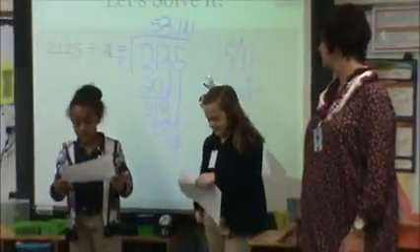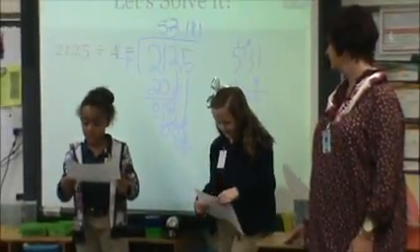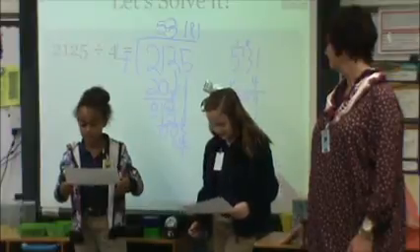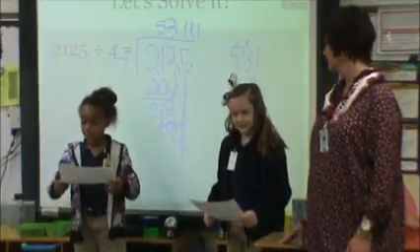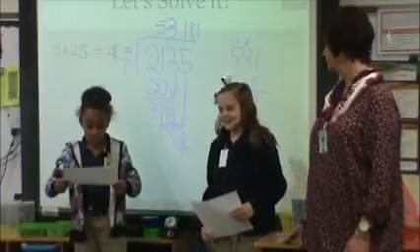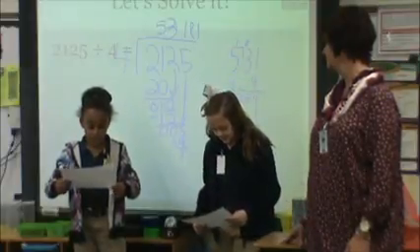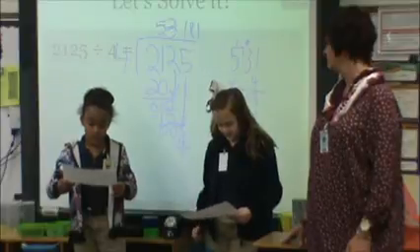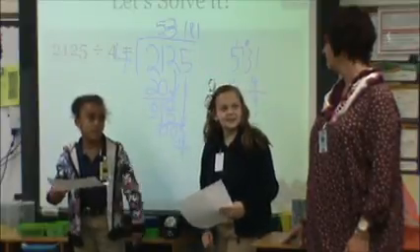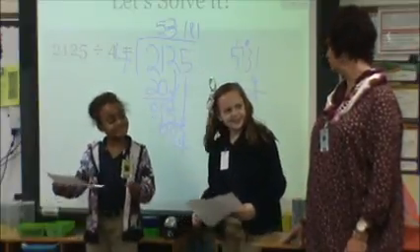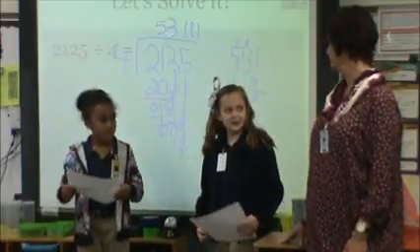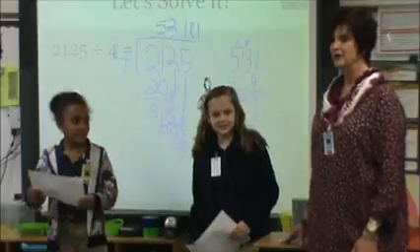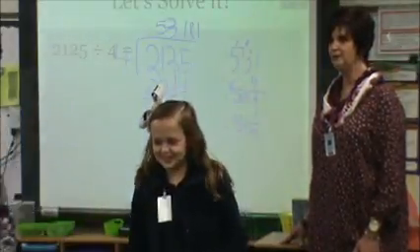Ryan has 3,498 cookies. He divided them among 8 friends. How many cookies will each friend get? How many will he keep? Each friend will get 437 cookies, and he will keep 2 cookies. Okay, good job. What was your division problem? Say it. 3,498 divided by 8. Good.